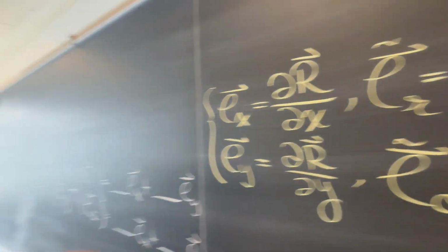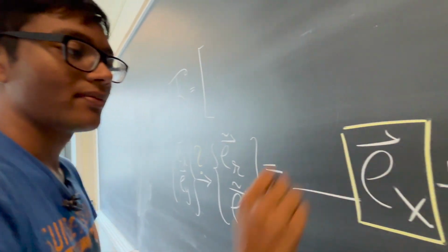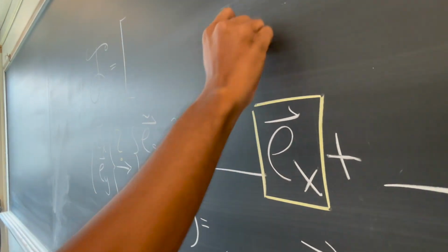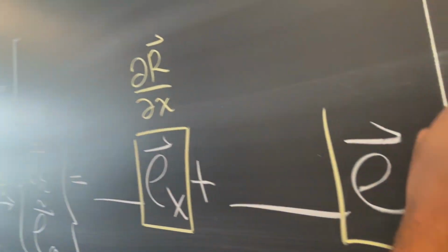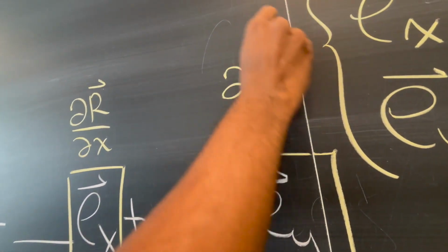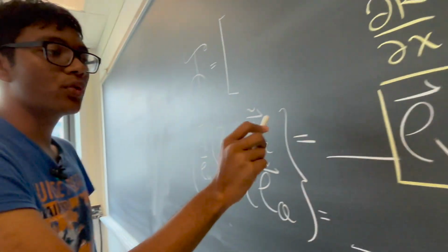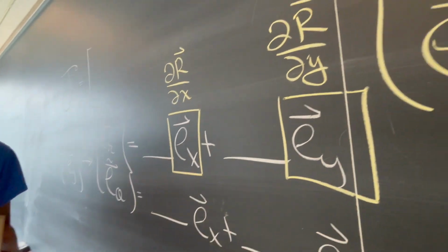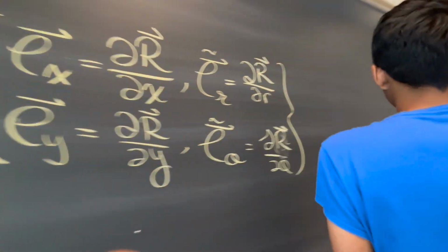Now, why is that helpful for us? Well, we can rewrite these basis vectors now as partial R, partial x, and partial R, partial y. If we do that, then we notice something amazing. We notice that this equation is nothing more than the multivariable chain rule. How so? Let's hit the board over here.